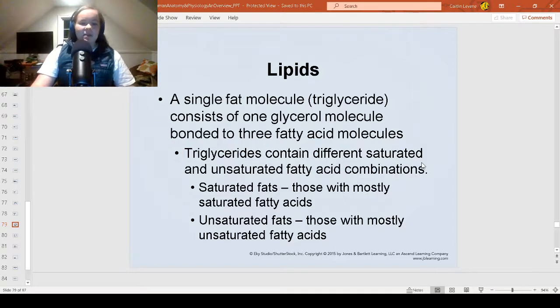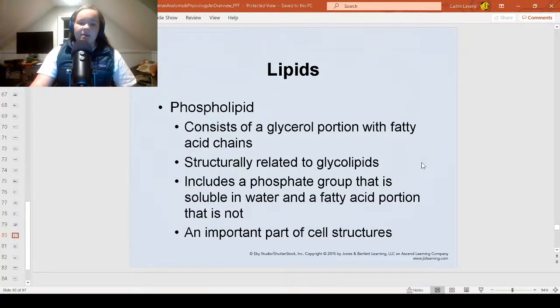A single fat molecule, triglyceride, consists of one glycerol molecule bonded to 3 fatty acid molecules. Triglycerides contain 3 different saturated and unsaturated fatty acid combinations, or just 2. Phospholipids contain a glycerol portion with fatty acid chains, structurally related to glycolipids. This includes a phosphate group that is soluble in water and a fatty acid portion that is not, and is an important part of the cell structure.